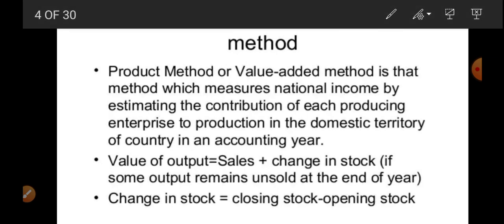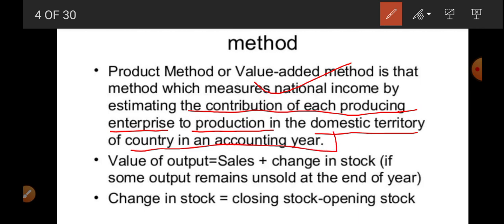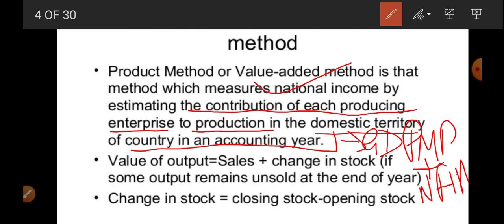So what is this? The production method or value added method is the method which measures national income by estimating the contribution of each producing enterprise to production in the domestic territory of a country in an accounting year. Here, when we use the production method, what do we get? We get GDP MP. Okay, and then we add NFIA. In this way, we calculate national income.